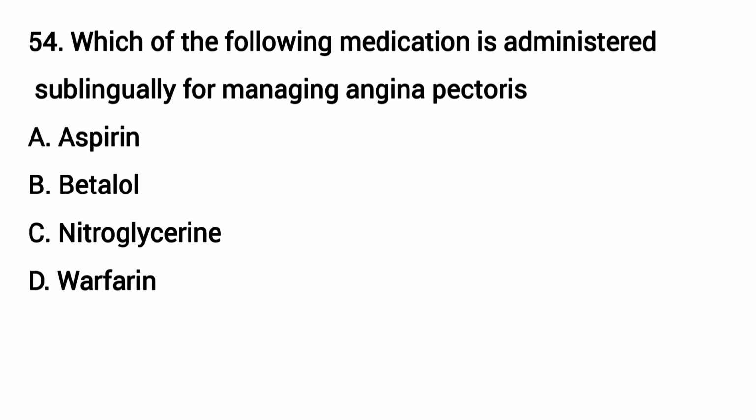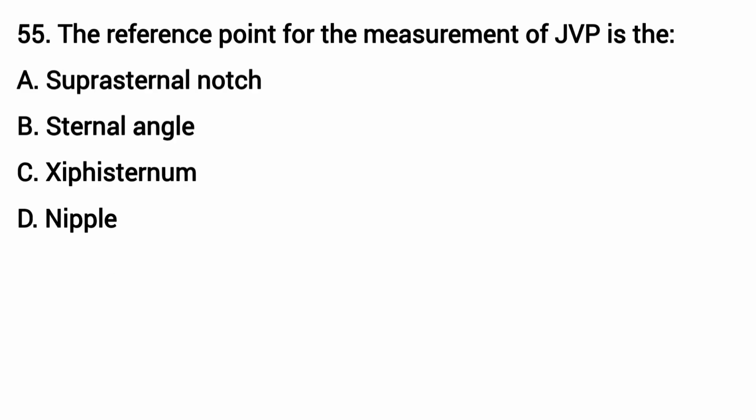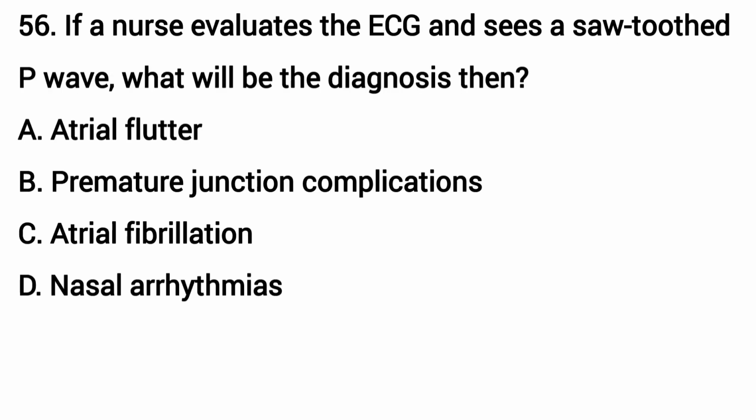Which of the following medication is administered sublingually for managing angina pectoris? The answer is C. Nitroglycerin. The reference point for the measurement of JVP is. The answer is B. Sternal angle. If a nurse evaluates the ECG and sees a sawtooth P wave, what will be the diagnosis then? The answer is A. Atrial flutter.